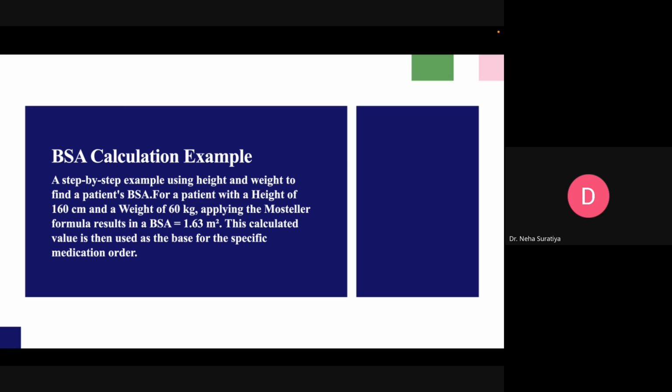So the patient's body surface area is 1.63 meters square. Now I want you to remember one thing very clearly: BSA itself is not the dose, guys. Body surface area you are calculating, it is not the dose. BSA is just a platform on which the final dose will be built. So I will let you know how to do it. Just a minute.